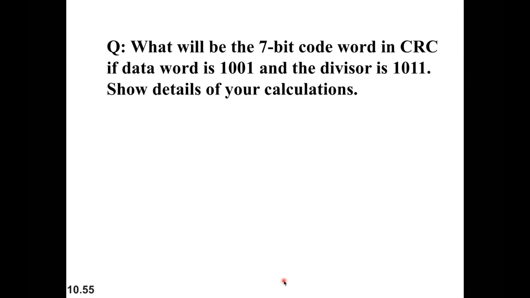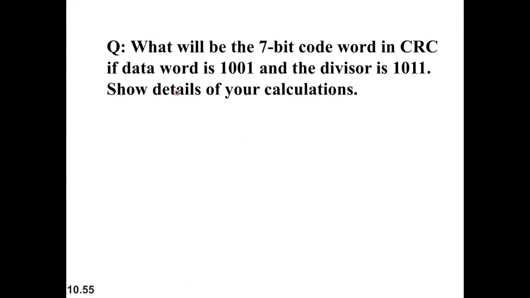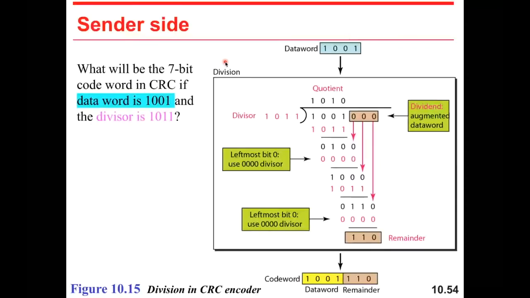Okay, so we can make a question here. What will be the 7-bit code word in cyclic redundancy code if the data word is 1001 and the divisor is 1011? Show the details of your calculation. This is the question that I can ask you in the exam, and you will show me all these calculations.